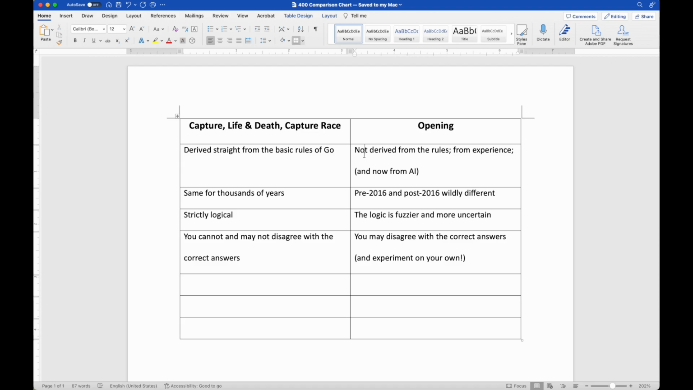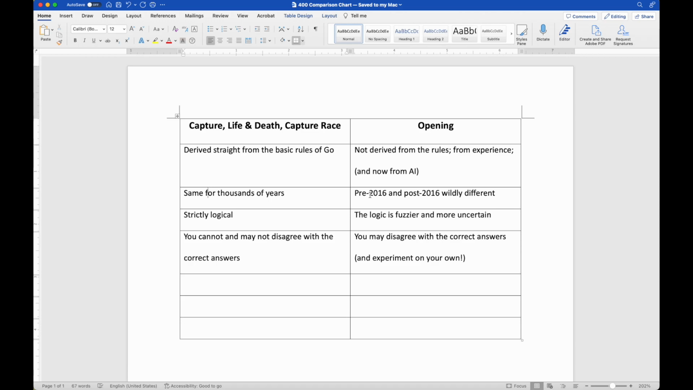Now we have also learned about opening from artificial intelligence. AI programs have shattered the human understanding of Go opening, which brings me to my second point. If you were studying capture, life and death, and the capture race 10, 20, 50, 100, or even 2,000 years ago, it would have been the same because those patterns and the moves, techniques are derived from the basic rules, so they're always the same. However, as for opening, pre-2016 and post-2016 are wildly different because of the emergence of artificial intelligence.